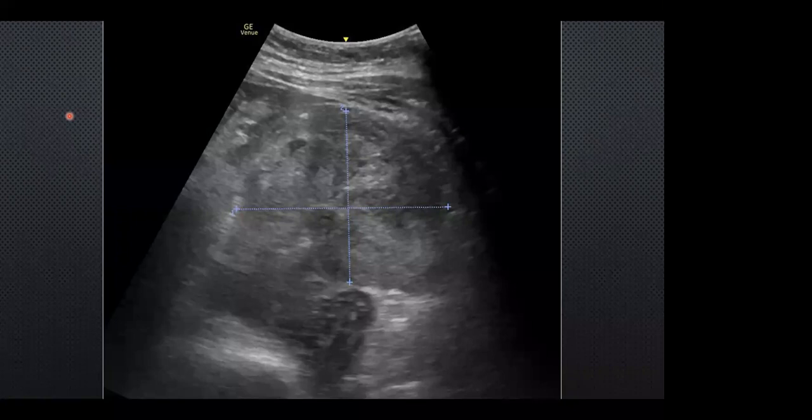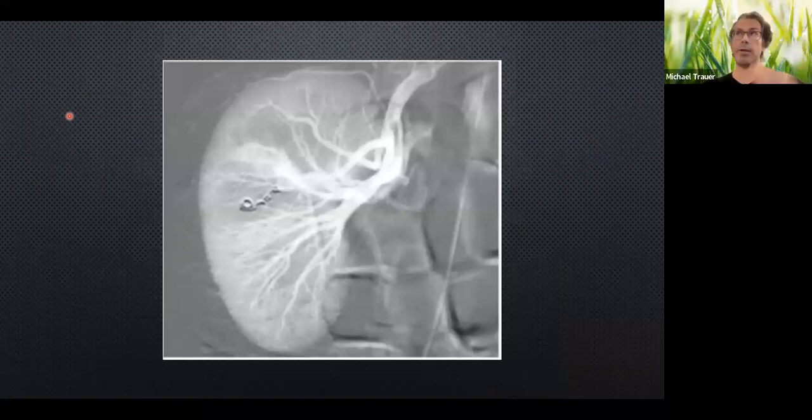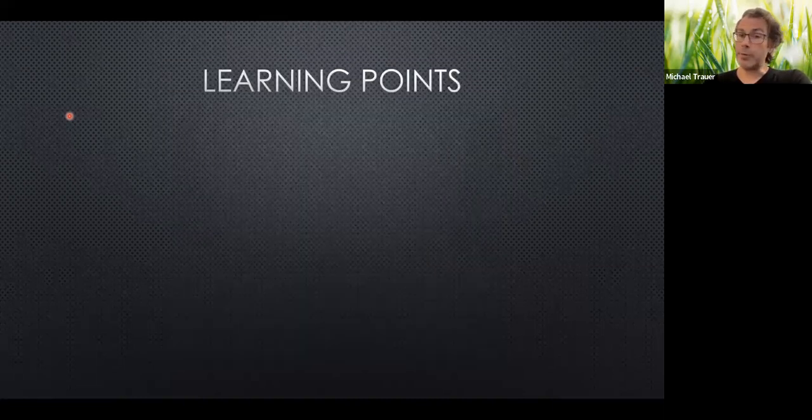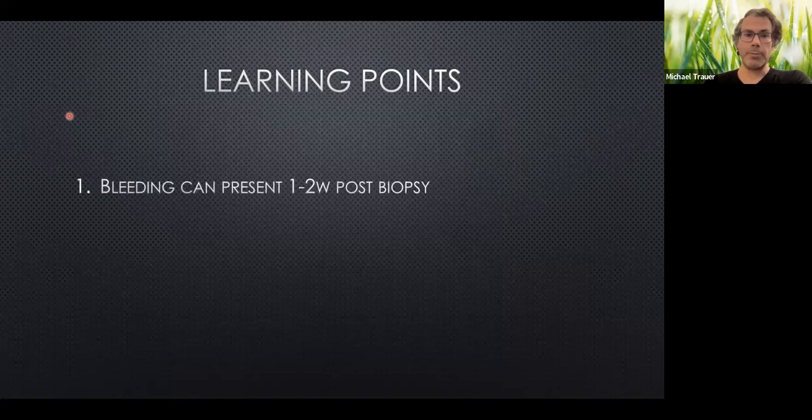Excellent. So yes, it was indeed a bleed. She went for a contrast enhanced CT, which did show some active arterial bleeding, and so she then went on for a super selective embolization, which basically solved the problem, and she did very well. She went home a couple of days later. So the learning points for this case for me were that bleeding can be a bit delayed after a biopsy, so it can be one or two weeks later.